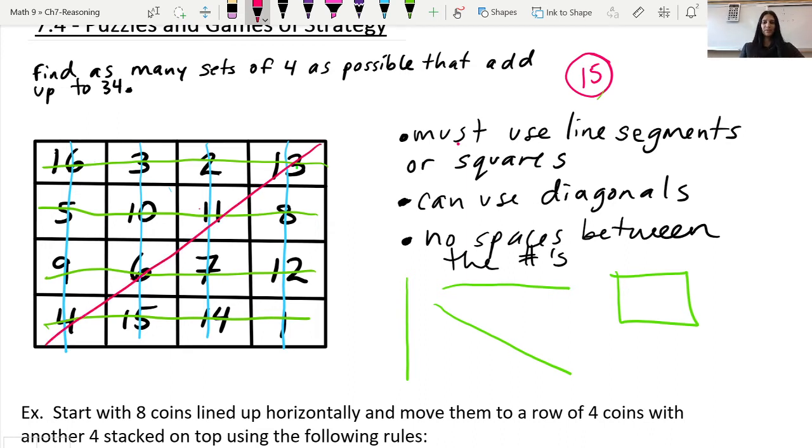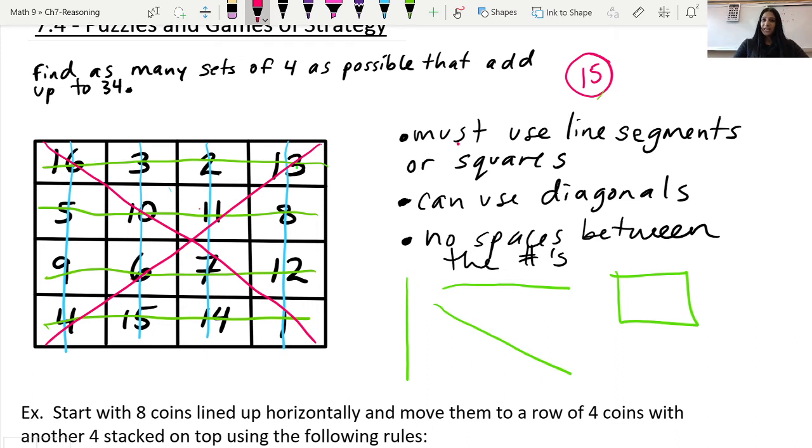So there's another one. I'm going to try the other diagonal, just so I can keep organized and keep things consistent. So that gives me 26. When I add that to it and add that to it, yes, I do get 34. So there's another one.